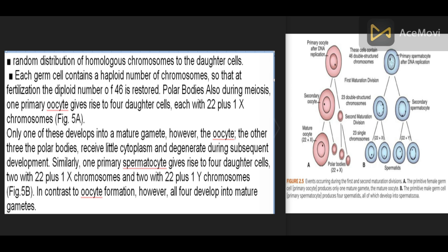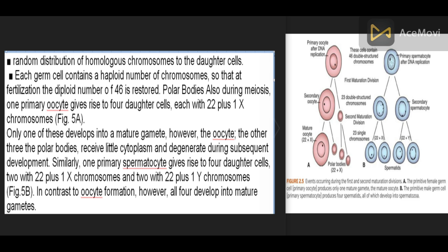Each germ cell contains a haploid number of chromosomes, so that at fertilization the diploid number of 46 is restored. Polar bodies. Also during meiosis, one primary oocyte gives rise to 4 daughter cells, each with 22 plus 1 X chromosomes, Fig. 5a. Only one of these develops into a mature gamete, the oocyte. The other 3, the polar bodies, receive little cytoplasm and degenerate during subsequent development.